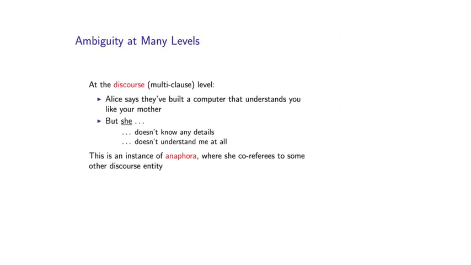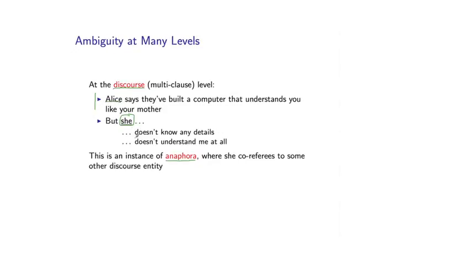So yet another level of ambiguity is at the discourse level. And what I'm going to show you here is an instance of anaphora. This is the problem of taking a pronoun, for example, she, and resolving it to the entity that it refers to in the world. So let's again assume that we have our sentence, except here I have Alice says as the start of this sentence. And let's say the continuation is, but she doesn't know any details.